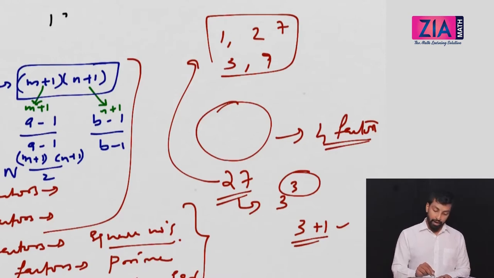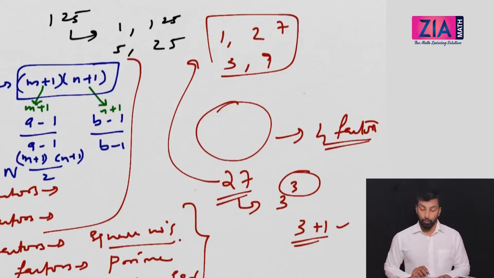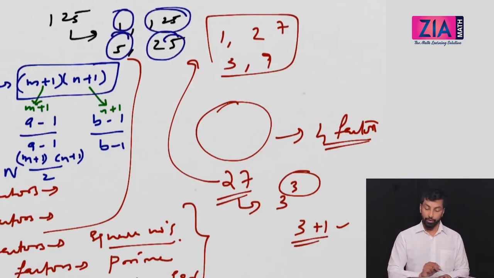Then if you take 125, what are the factors? 1 is a factor, 125 is a factor, 5 is a factor, 25 is a factor. So if you observe here, apart from 1, the factors are 5, 5 square and 5 cube. Now in this session we are going to discuss factorials.